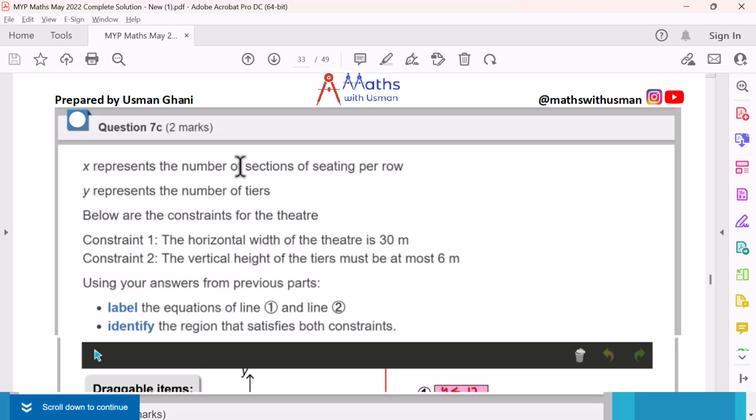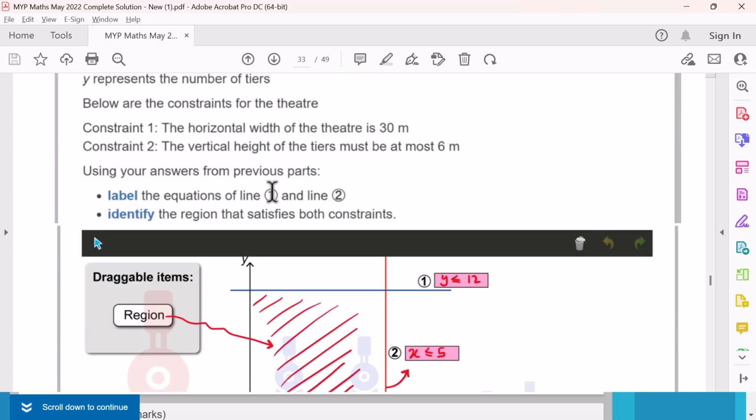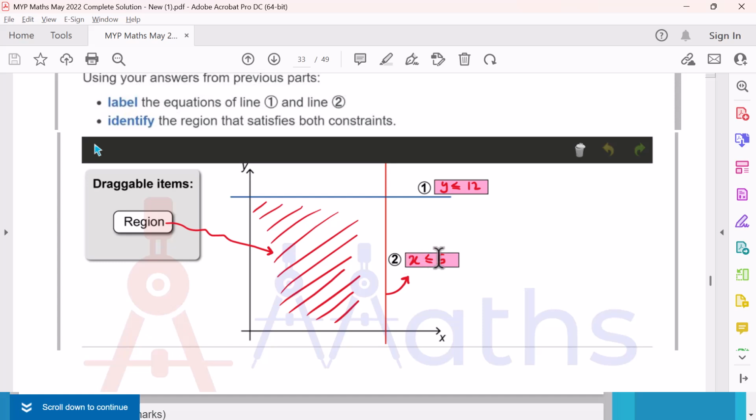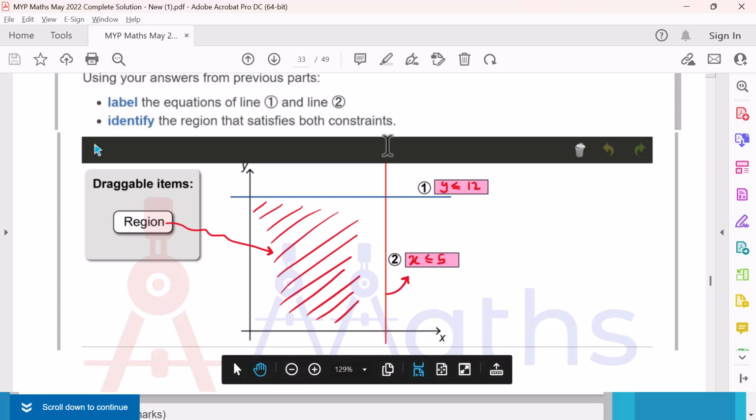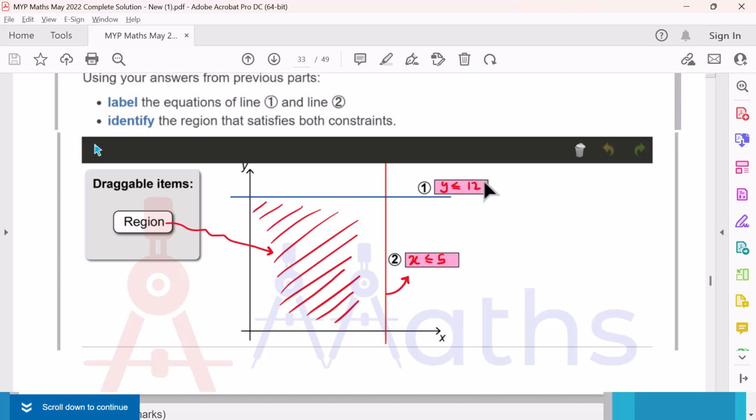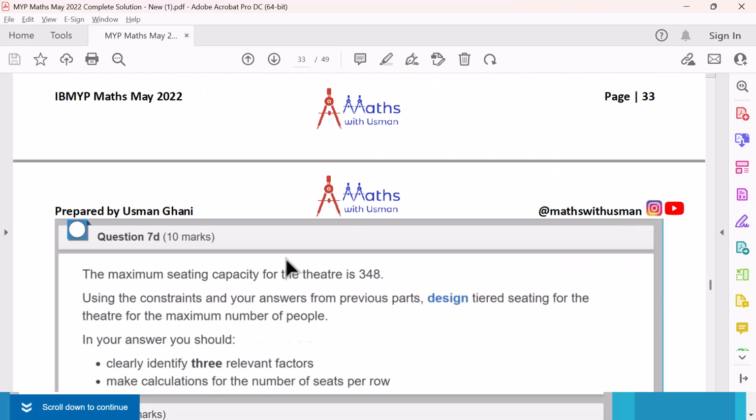7C. X represents number of seating sections, Y represents number of tiers. We know that the maximum possible seating sections are 5, the number of tiers are 12. They can be lesser than 12, they can't be more. This can be lesser than 5, this can't be more. Okay, so X is less than or equal to 5, that's a vertical line. Y is less than or equal to 12, that's again a horizontal line. Every horizontal line is Y equals to a number, every vertical line is X equals to a number. And these can be lower, so lower means left side, lower means down. This is the region. All right, the working is shown.